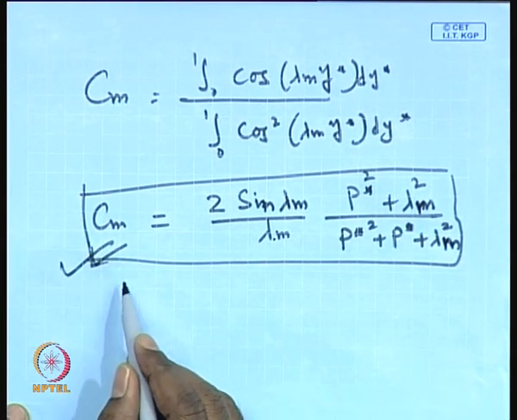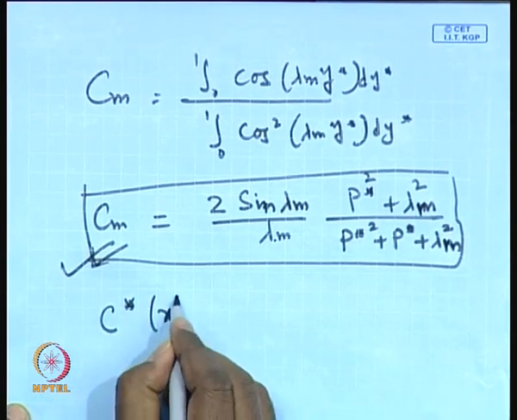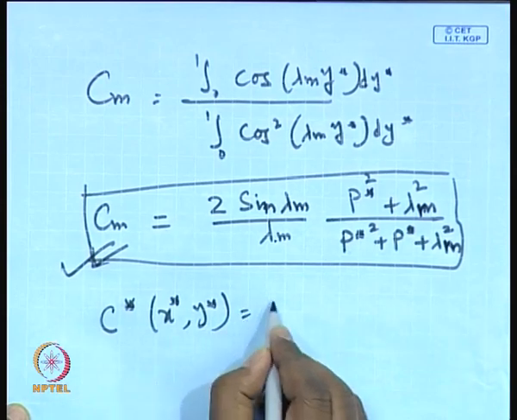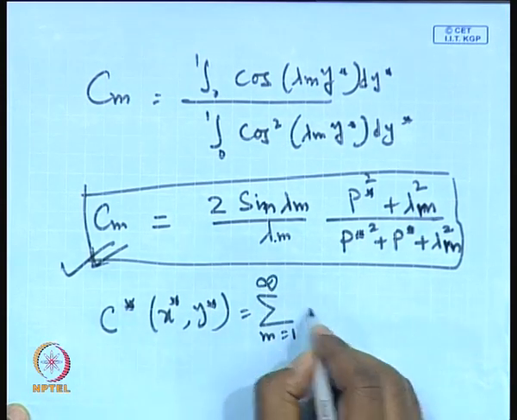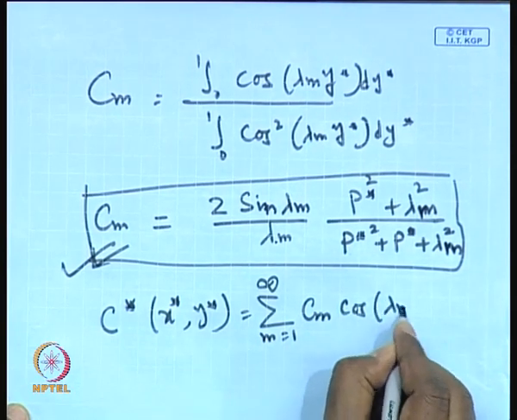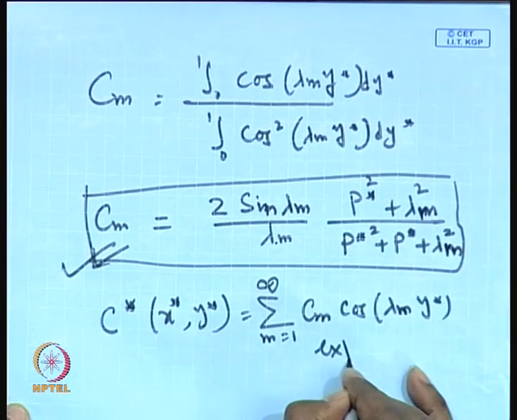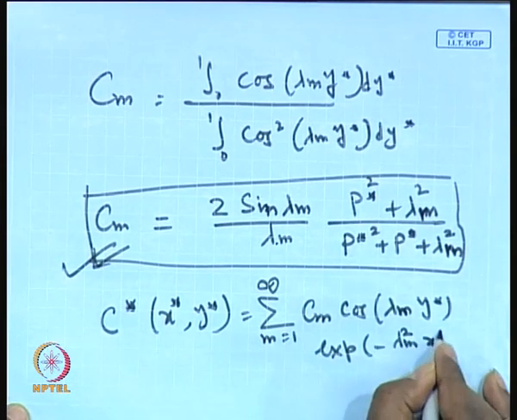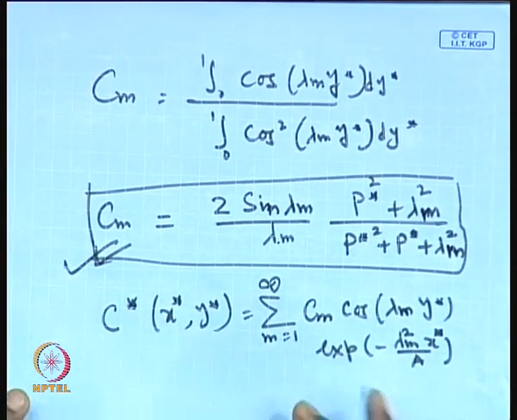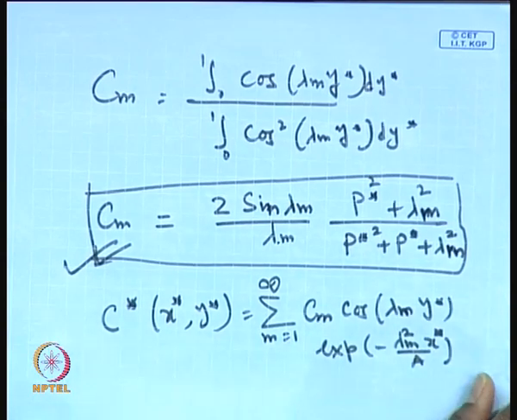Once you evaluate the constant C m, the full concentration profile is known to you. It becomes a function of x star and y star: the summation from m equal to 1 to infinity of C m cosine lambda m y star exponential minus lambda m square x star divided by A. And A is the thing that you already know, it is 1 by 16 Reynolds Schmidt d by L. So, once you know the full concentration profile, because all the quantities are now known, you are in a position to evaluate the cup mixing concentration. That means you do a y averaging over this concentration profile to get the cup mixing concentration.